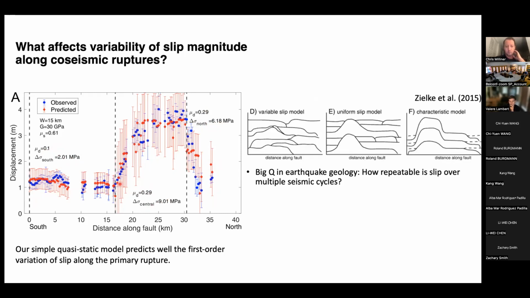So one of the possible implications of this result is, a big question of geology is how repeatable are slip variations along a fault? How repeatable or characteristic are they? Is it really random from event to event over multiple earthquake cycles, or is it very characteristic and repeated?